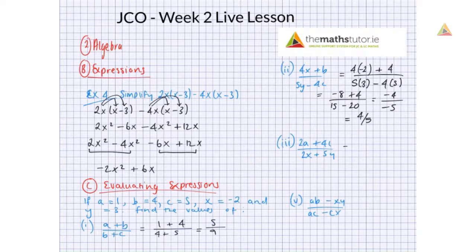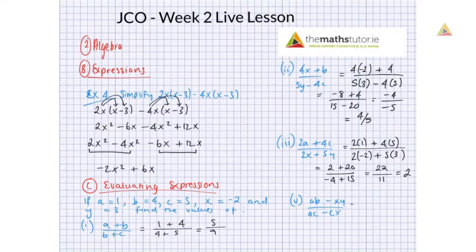On to the third part now. So 2 by a is going to be 2 by 1 plus 4 by c is going to be 4 by 5 over 2x, so x is minus 2, so 2 by minus 2 plus 5y, so 5 by y and y is 3. 2 by 1 is 2, 4 by 5 is 20 over 2 by 2 is minus 4 plus 5 by 3 is 15. So 2 plus 20 is 22 over, so minus 4 plus 15 is going to give us 11. So 22 divided by 11, that will give us 2.